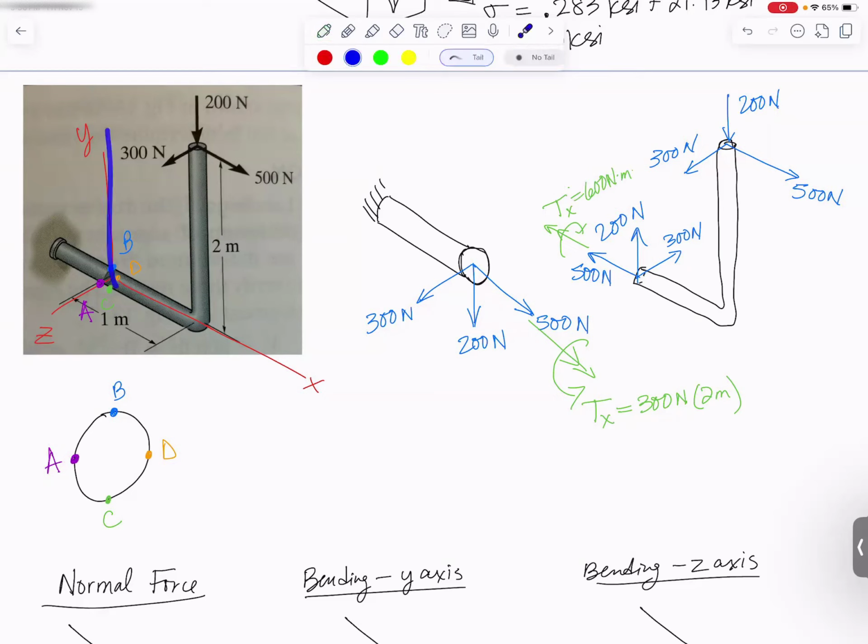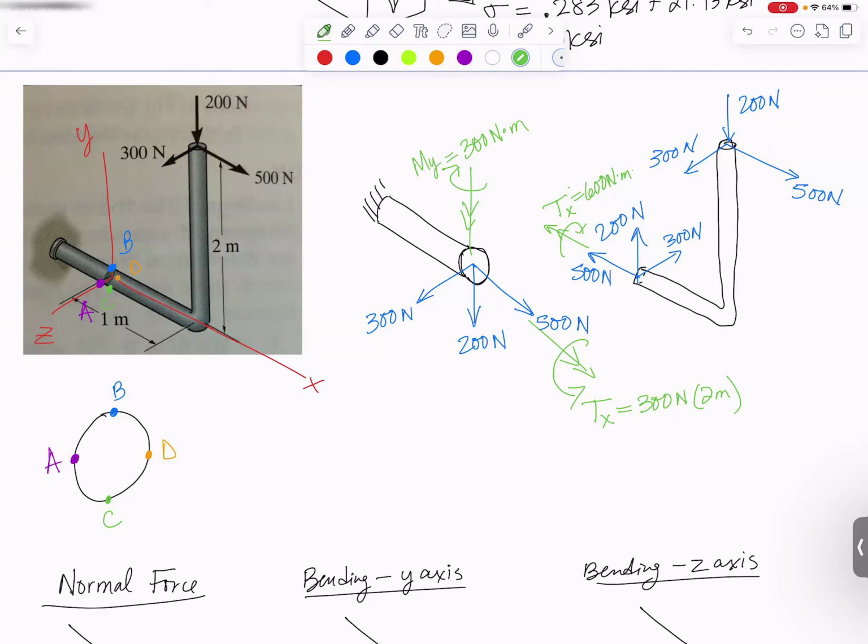That next axis is the y-axis. So about the y-axis, the 200 newtons causes no moment because it's parallel to that axis. The 500 newtons causes no moment because its line of action is lined right up with that axis. But the 300 will cause a moment about the y-axis, and it is 1 meter away from that axis. So 300 newtons times 1 meter, and it looks like that is going to cause a negative moment about the y-axis. So I'm going to draw it that way. It'll be a 300 Newton meter My.